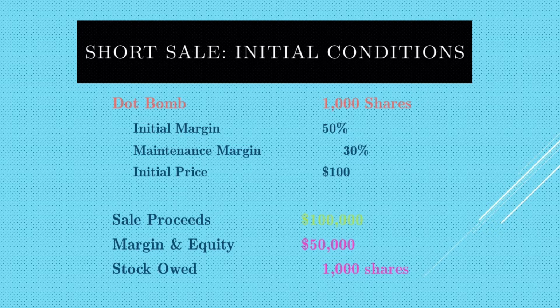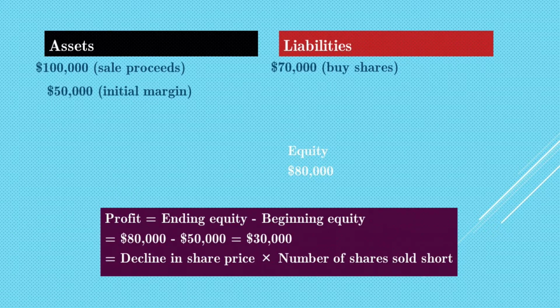So let's say after 1 month, the share price falls to $70 per share. So what happens to our assets and liabilities? When we initially short sold, we received $100,000 in cash. That was our sales proceeds. And we had $50,000 in initial margin. But now that the share price has dropped to $70 a share, if we have to buy back those 1,000 shares, that will cost us $70,000.